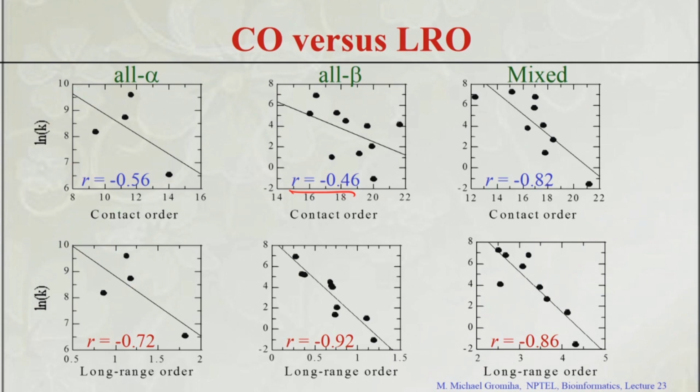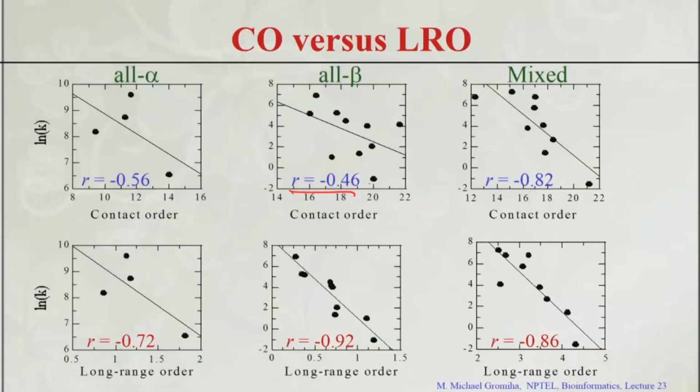That means short and medium range contacts include some noise in calculating the folding rate. This is the reason why, if including these medium range contacts, the correlation is only 0.46, but if you exclude them we get up to 0.92. In the case of mixed class proteins, you can see similar levels, 0.82 and 0.86. The numbers are almost similar in both contact order as well as long range order.